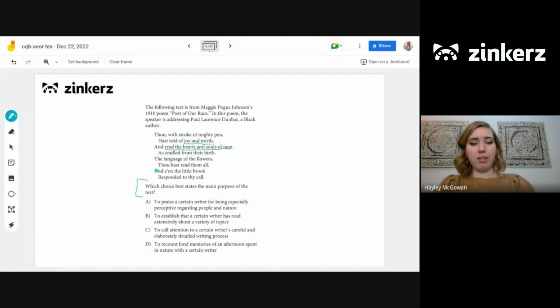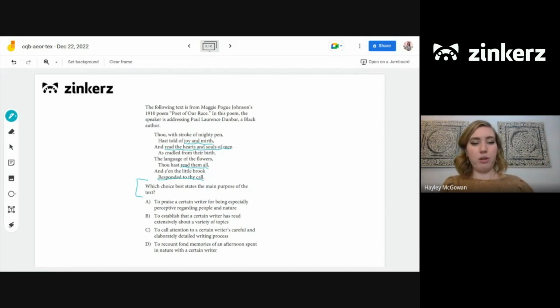And then we have the language of the flowers, thou hast read them all, and even the little brook responded to thy call. So we were talking about people before and human emotions, but now we have something a little bit different. We're talking about nature. Even though we're talking about nature now, it's still very similar in that it's reflecting on his ability to really capture these feelings, these images, as opposed to people though. Now we're talking about being able to describe nature really well and really vividly. And even the brook responded to that call. So he's just able to call up all these images really well.